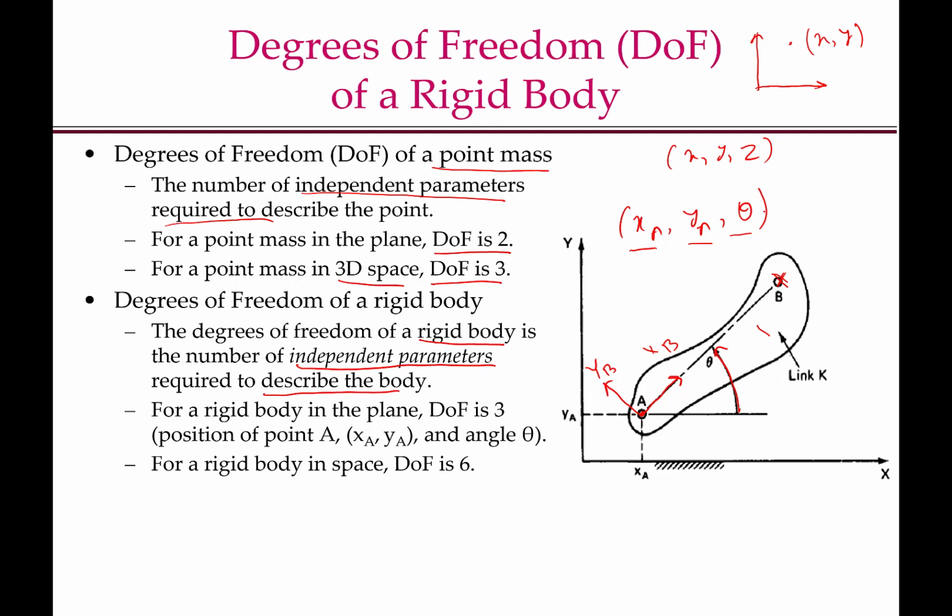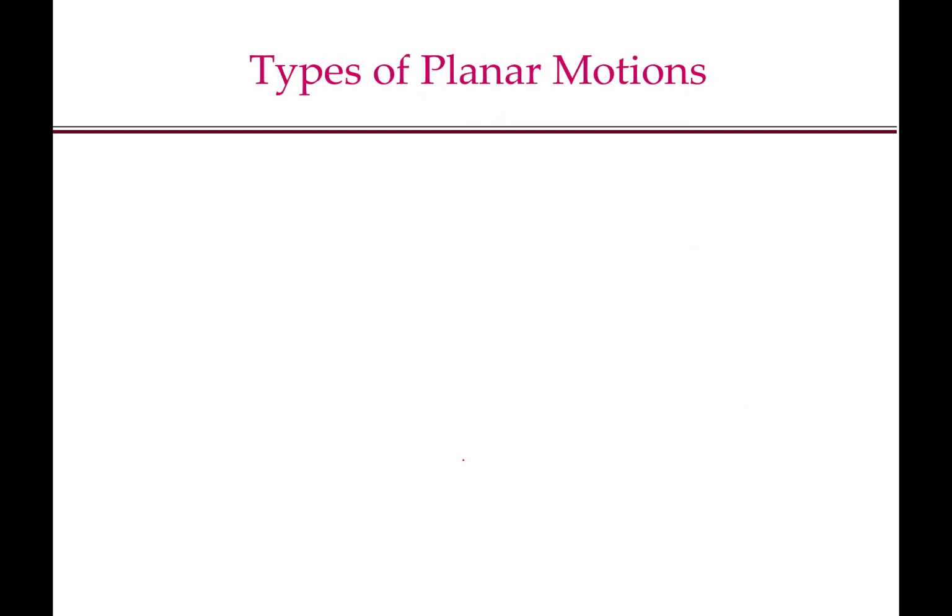At this point, what I want you to realize is that the degree of freedom of a planar rigid body is 3. If a rigid body is moving in 3D space, then its degree of freedom is 6. In this course, we will be mainly concerned with planar motions of rigid bodies. We will not be concerned with spatial motions. So what are the types of planar motions that are there?